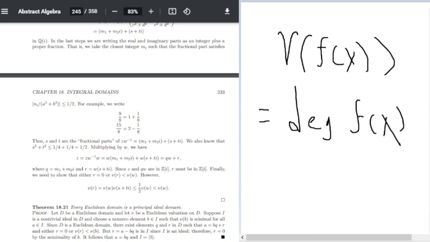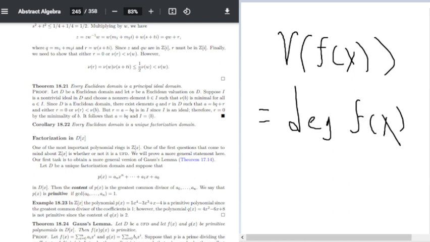Since z and qw are in Z[i], r must be in Z[i]. Finally, we need to show that either r is equal to 0 or nu of r is less than nu of w. However, nu of r is equal to nu of w times nu of (s plus ti), which is less than or equal to 1/2 nu of w, which is less than nu of w.